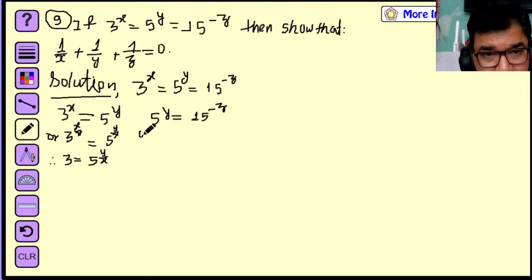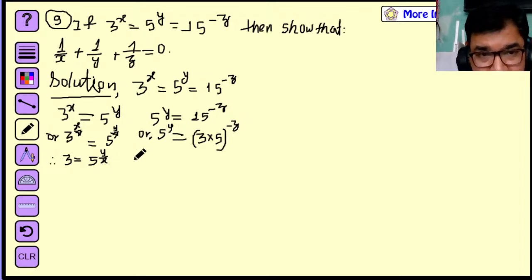Then what we can do, children, look here: 5 to the power y. In place of 15 we can write 3 into 5, and its whole power is minus z. We can write it like this. And then in place of 3, here is 5 to the power y only, the same.